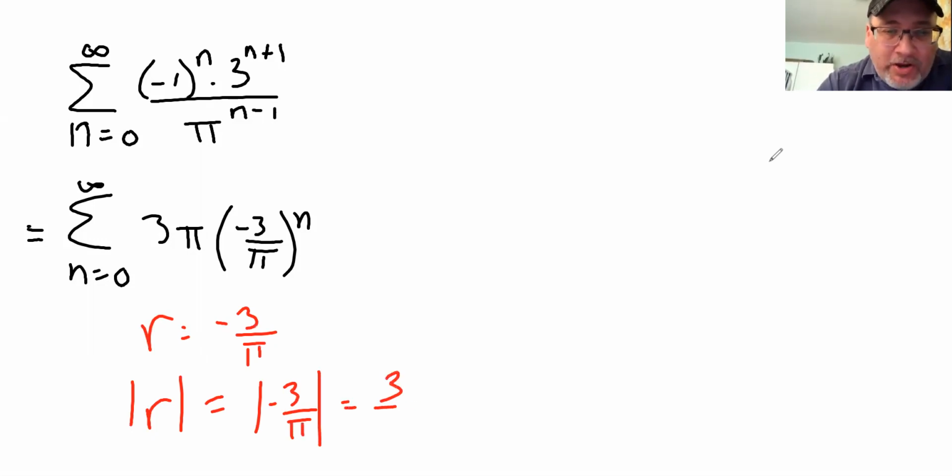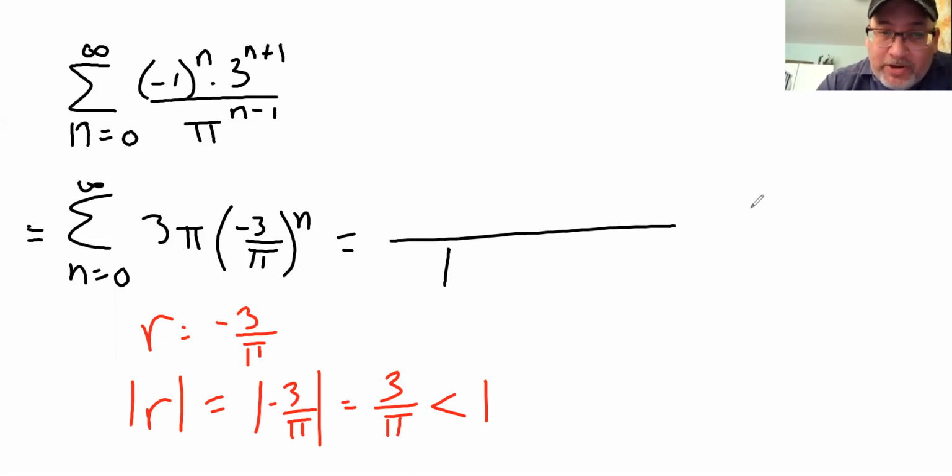Is that less than 1? The answer is yes, because 3 is less than pi. Pi is about 3.14, so it's a little bit bigger than 3. So our ratio is pretty close to 1, but it's less than 1. That's all that matters. That means that it converges. It converges to the first term over 1 minus the ratio. Be careful, the ratio was -3 over pi.